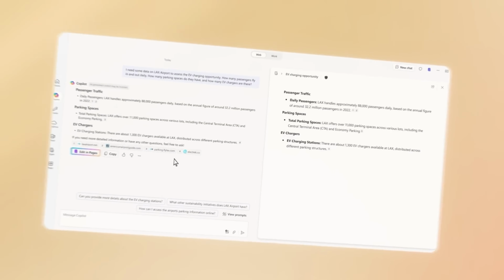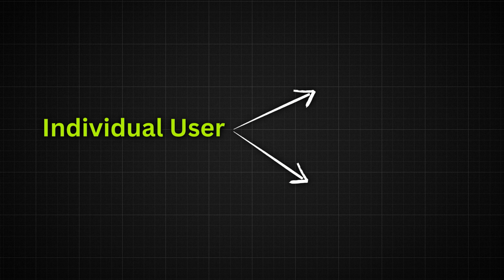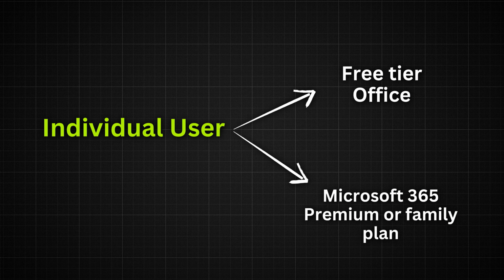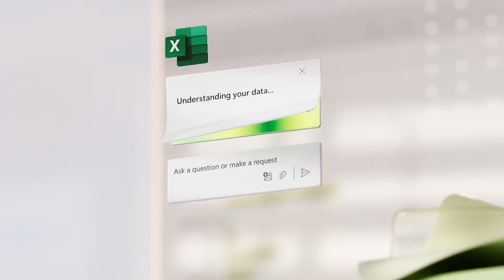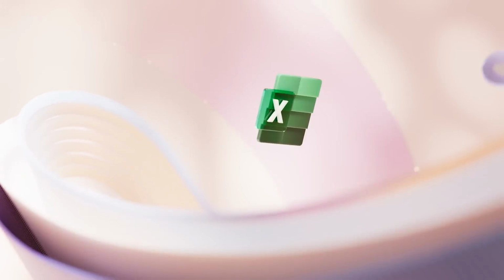Now let's talk about individual users, where again, it comes in two different categories. One is free tier Office. Another one is, let's say you are using Microsoft 365 Personal, Premium, or Family plan. So for you, the good news is there is no change going to happen. You can still enjoy Copilot in Office as usual.